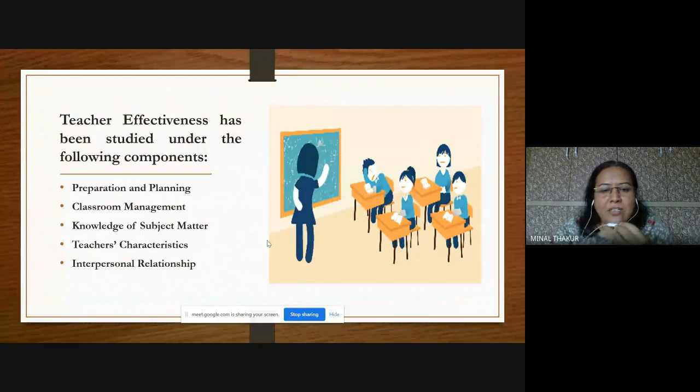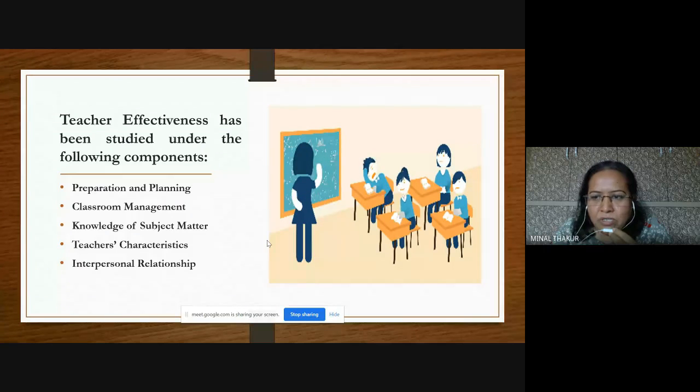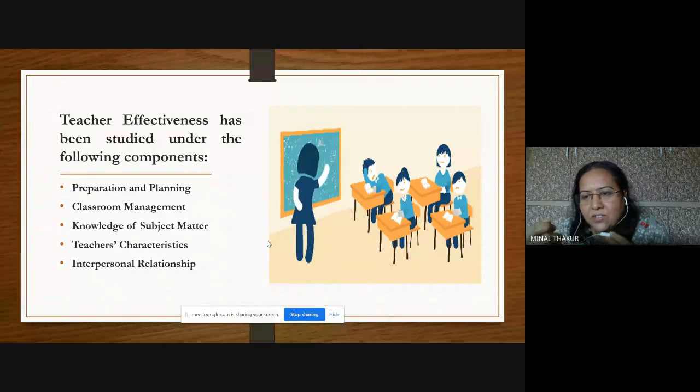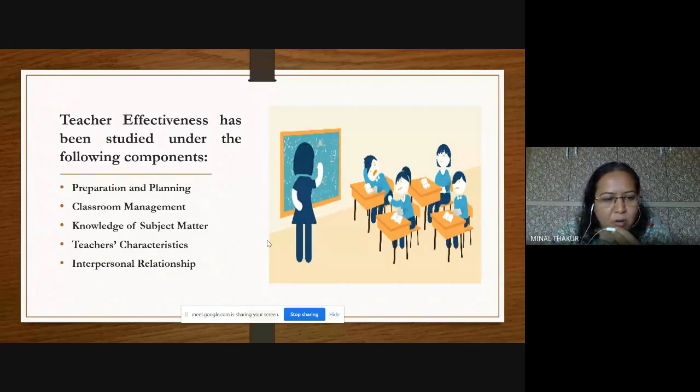Now teacher effectiveness was studied under the following factors or components. Suppose I want to gather the data, I need to have a tool. The tool should be a scale or a battery or a rating scale, like a questionnaire. If you are giving a questionnaire to teachers, then the questions should be based on certain components. So these were the components that were studied under teacher effectiveness.